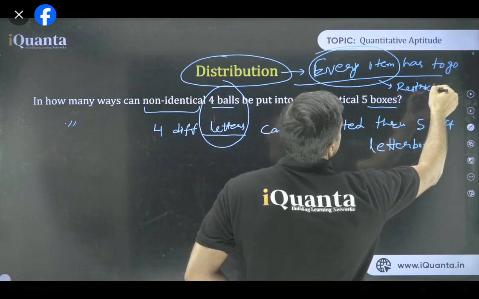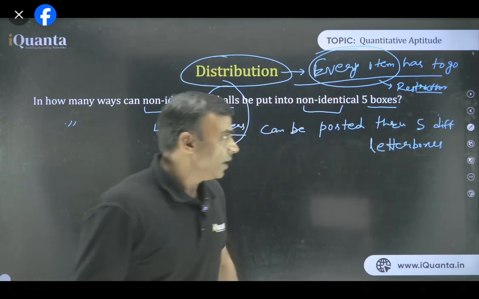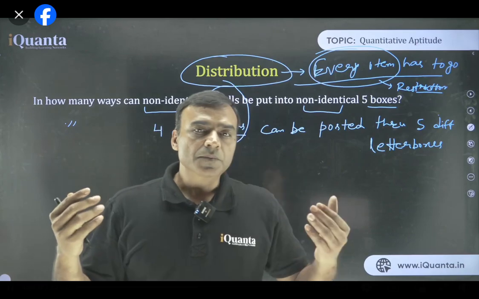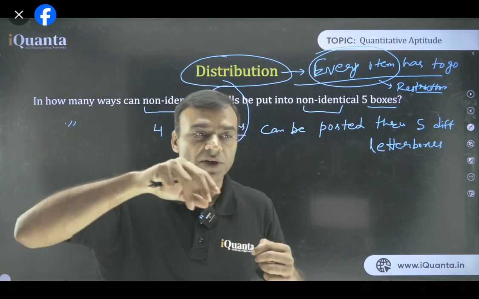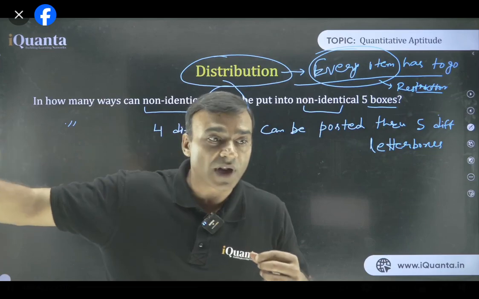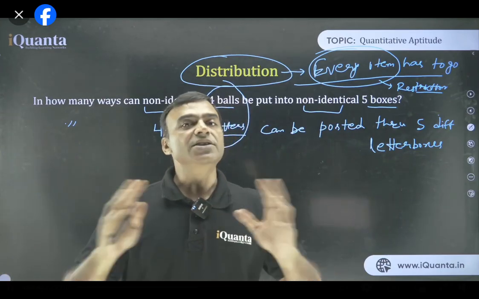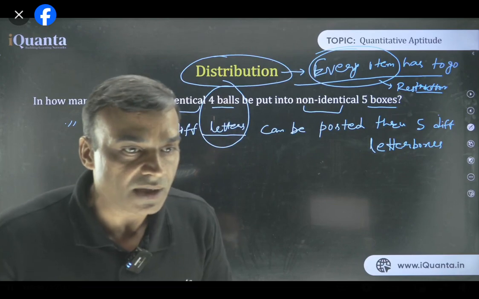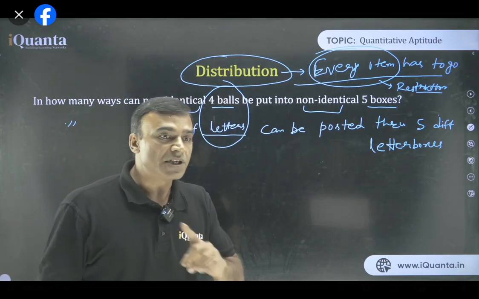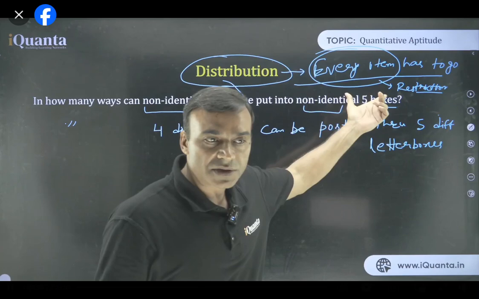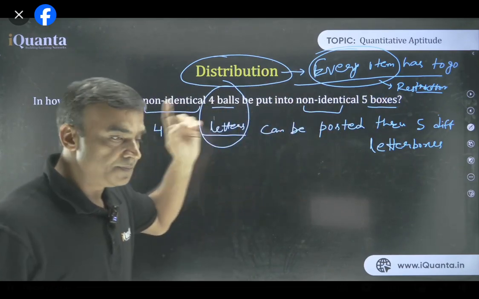Let's see the restriction. In a letter box, is there any restriction that we can only put 1 item into that, or 2 items, or 3 items, or 4 items? No. The letter box has no restriction. You can put as many letters into that. Doesn't matter. That means the restriction is not on the letter box or the box. The restriction is on the balls or the letters. Okay. So what will you do?